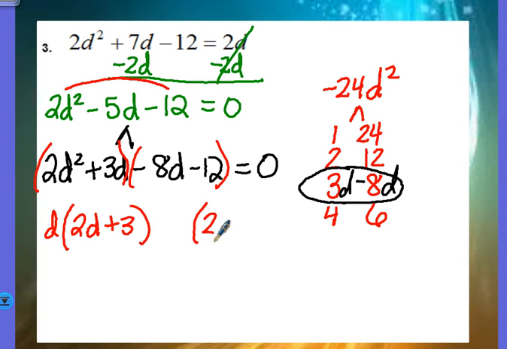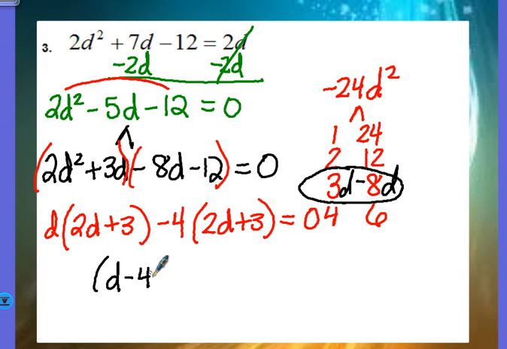Let's make our second parenthesis and see if this works out. So what times 2d is negative 8d? Minus 4. And negative 4 times 3 is negative 12. So we are on the right track. Now we have our 2 factors, d minus 4 and 2d plus 3. Okay, remember we're solving now, so we have it equal to 0.